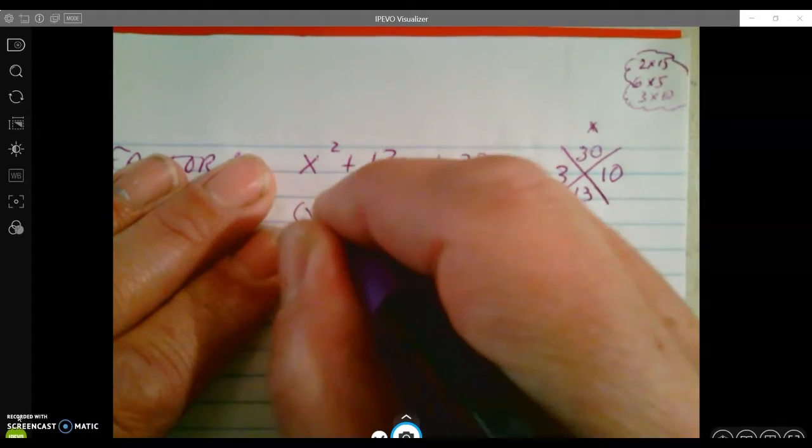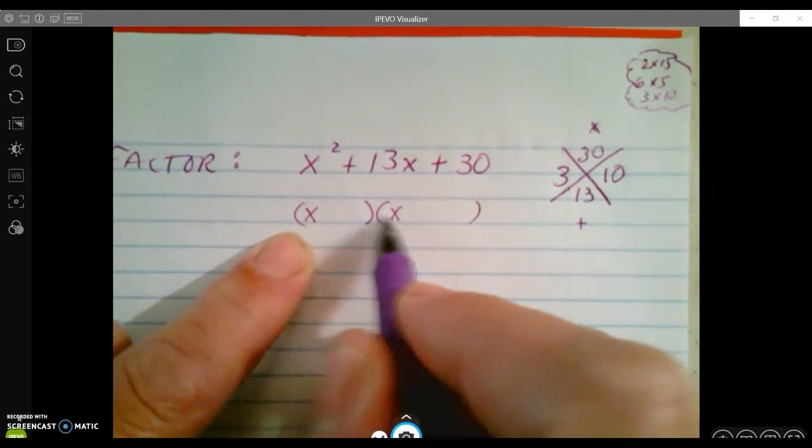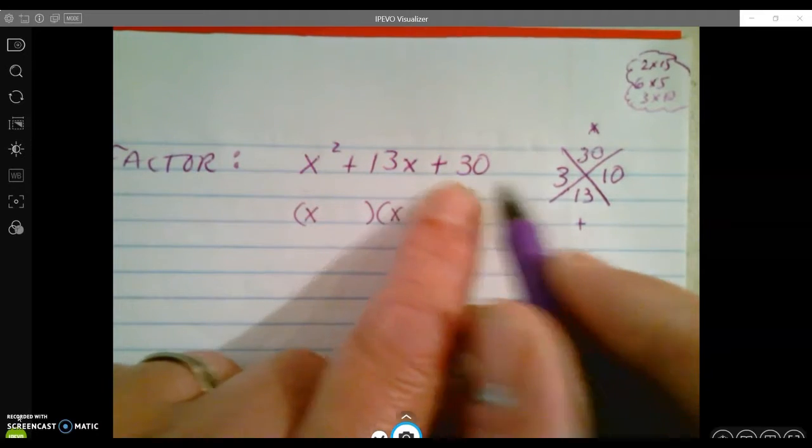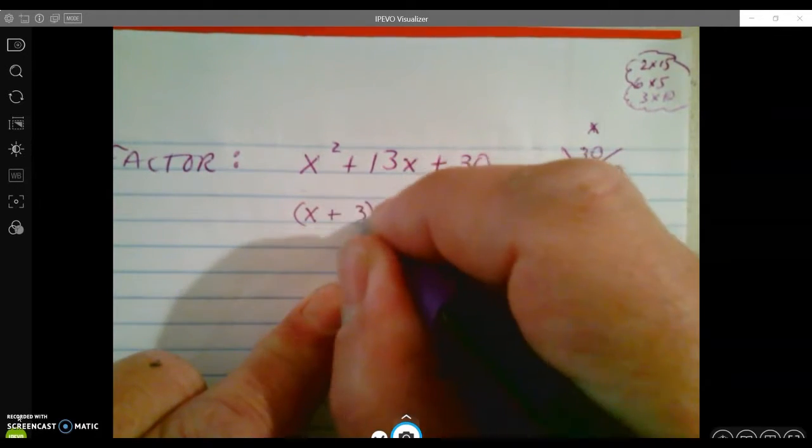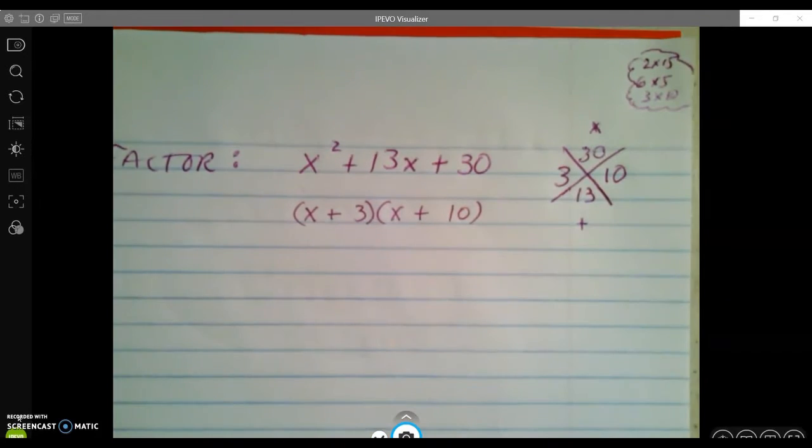And it'll be x and x here because x times x gave you the x squared. The 30 and the 13, well, it's x plus 3, x plus 10. Now, if you don't trust that, let's FOIL it and check.